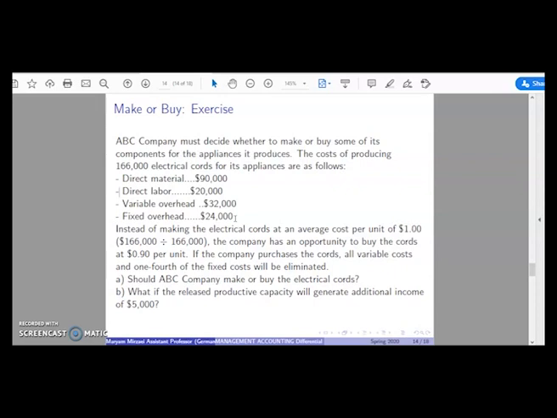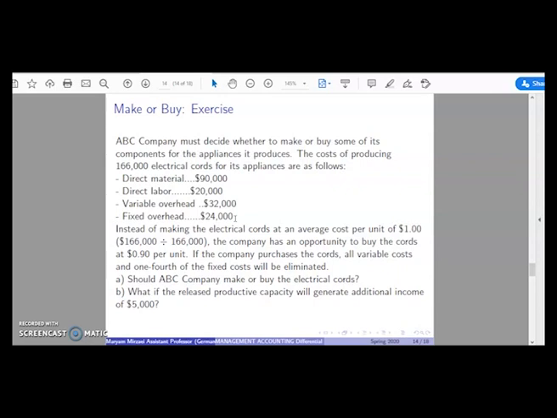The company has an opportunity to buy the cords at 0.90 dollar, or 90 cents per unit. If the company purchases the cords, all the variable costs and 1/4 of the fixed cost will be eliminated.